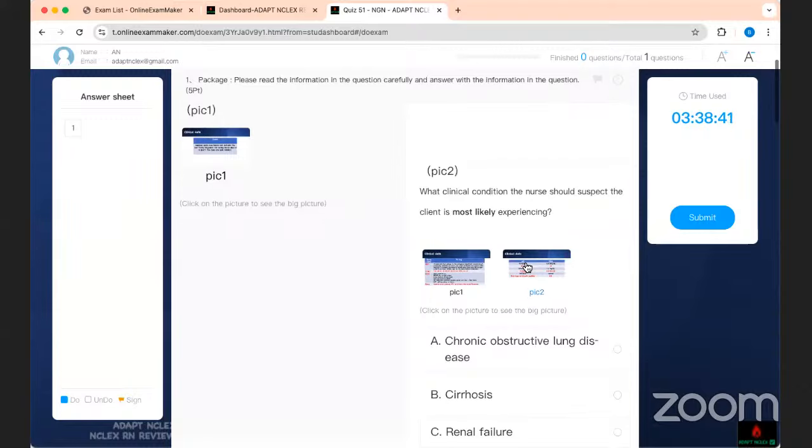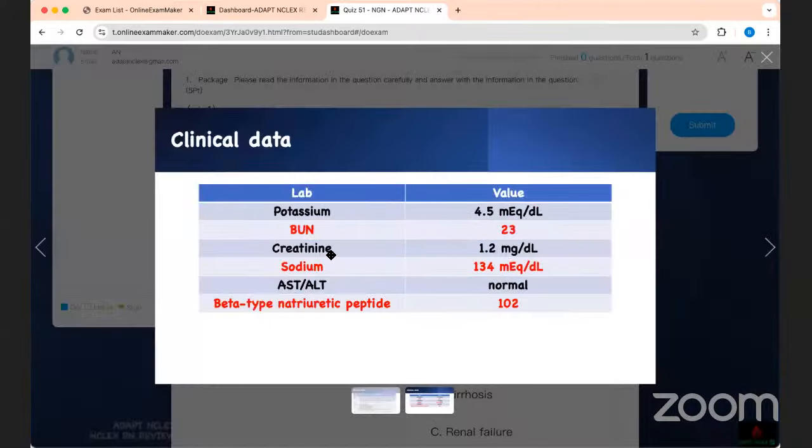And so I'm not done with you. I'm trying to confuse you, right? I give you more information. I give you first potassium 4.5. I give you BUN, right? 23, right? I give you creatinine 1.2. I give you sodium 134. I told you AST, ALT is normal. And I give you beta type natriuretic peptide 102, right?